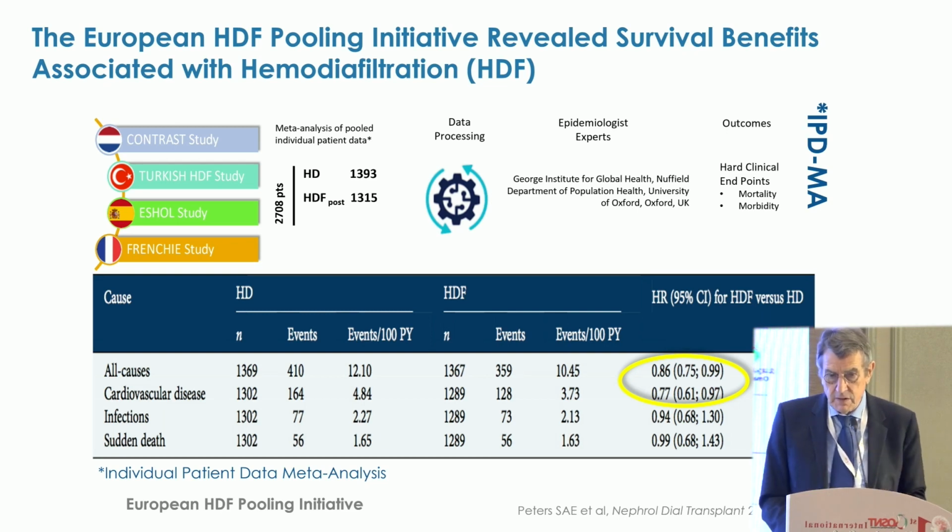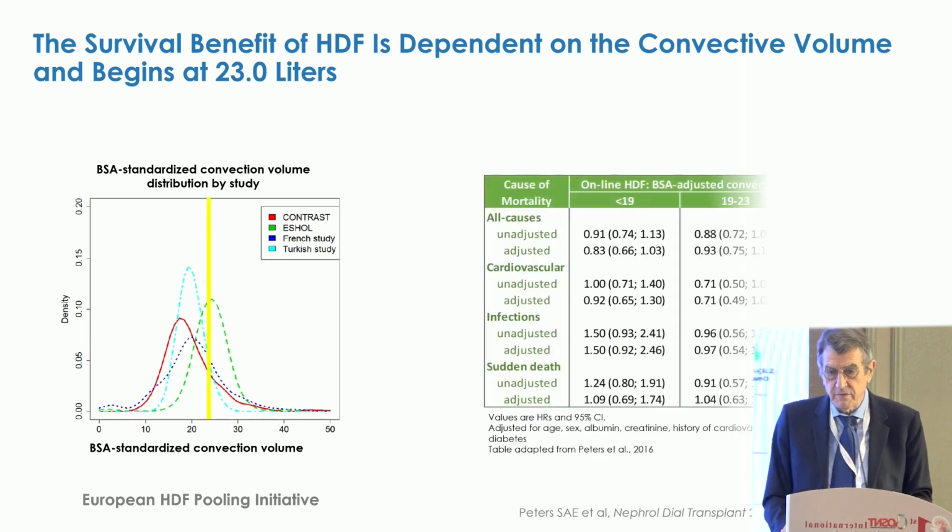And what it showed is presented on the table. All-cause mortality was reduced overall by 14% and cardiovascular mortality reduced by 23%. So that was the first signal showing that hemodiafiltration does something different.